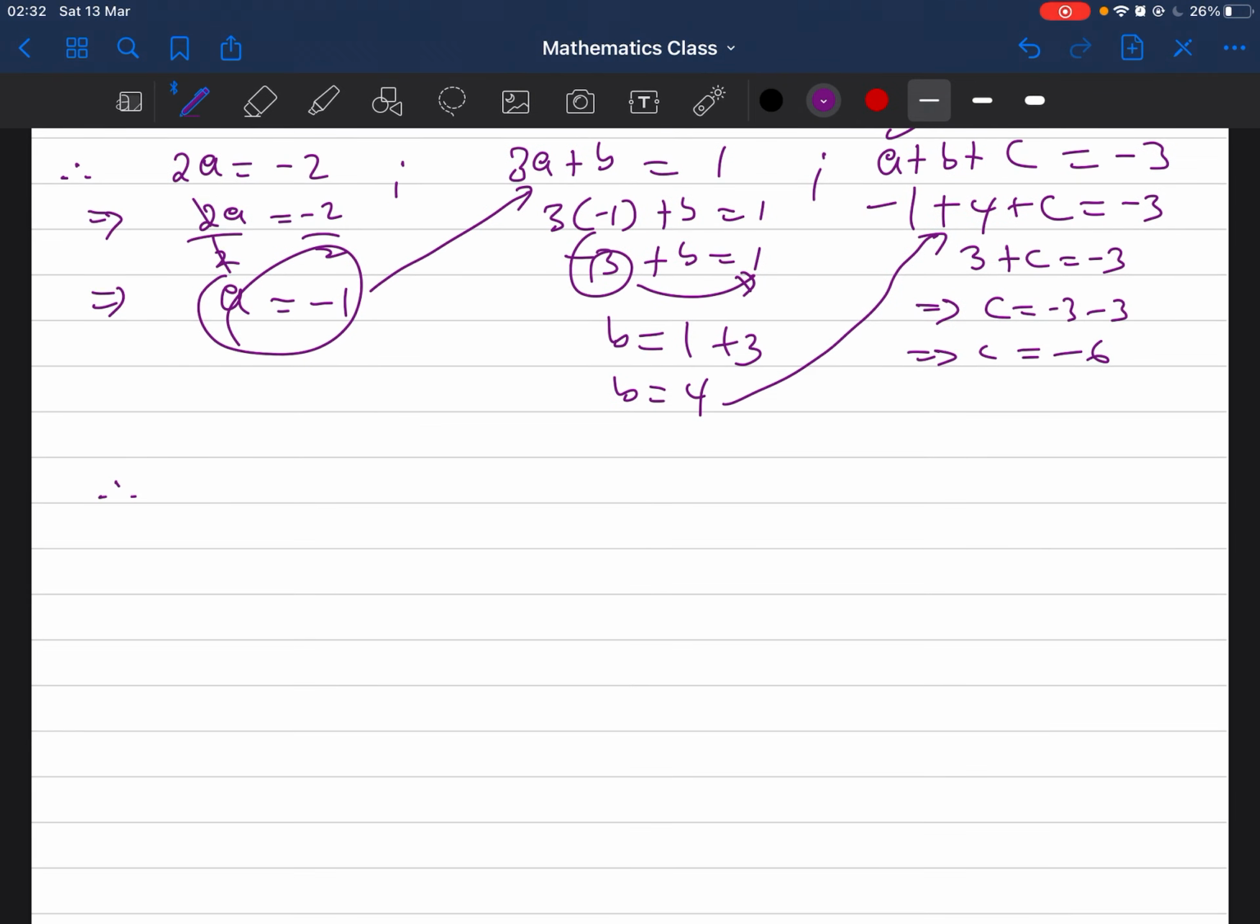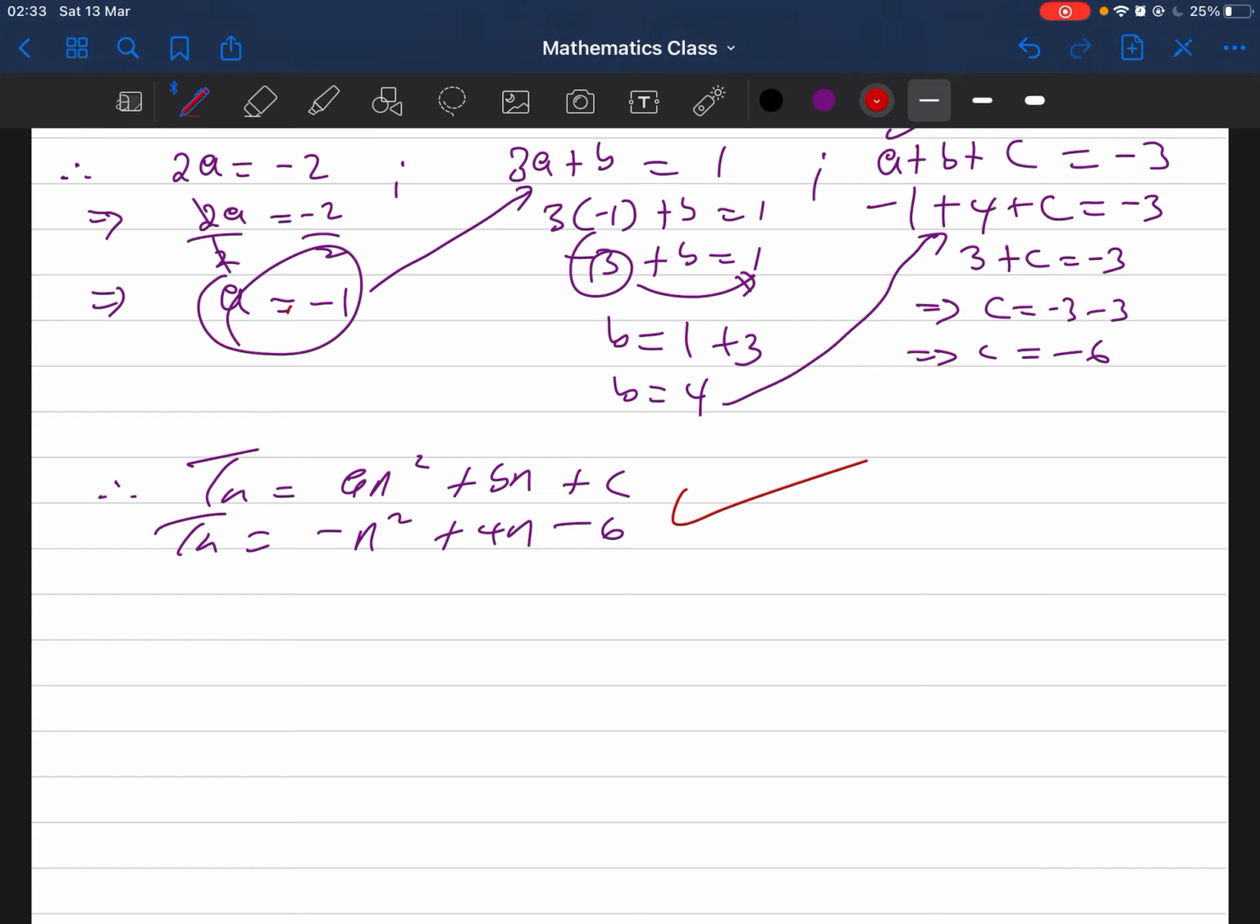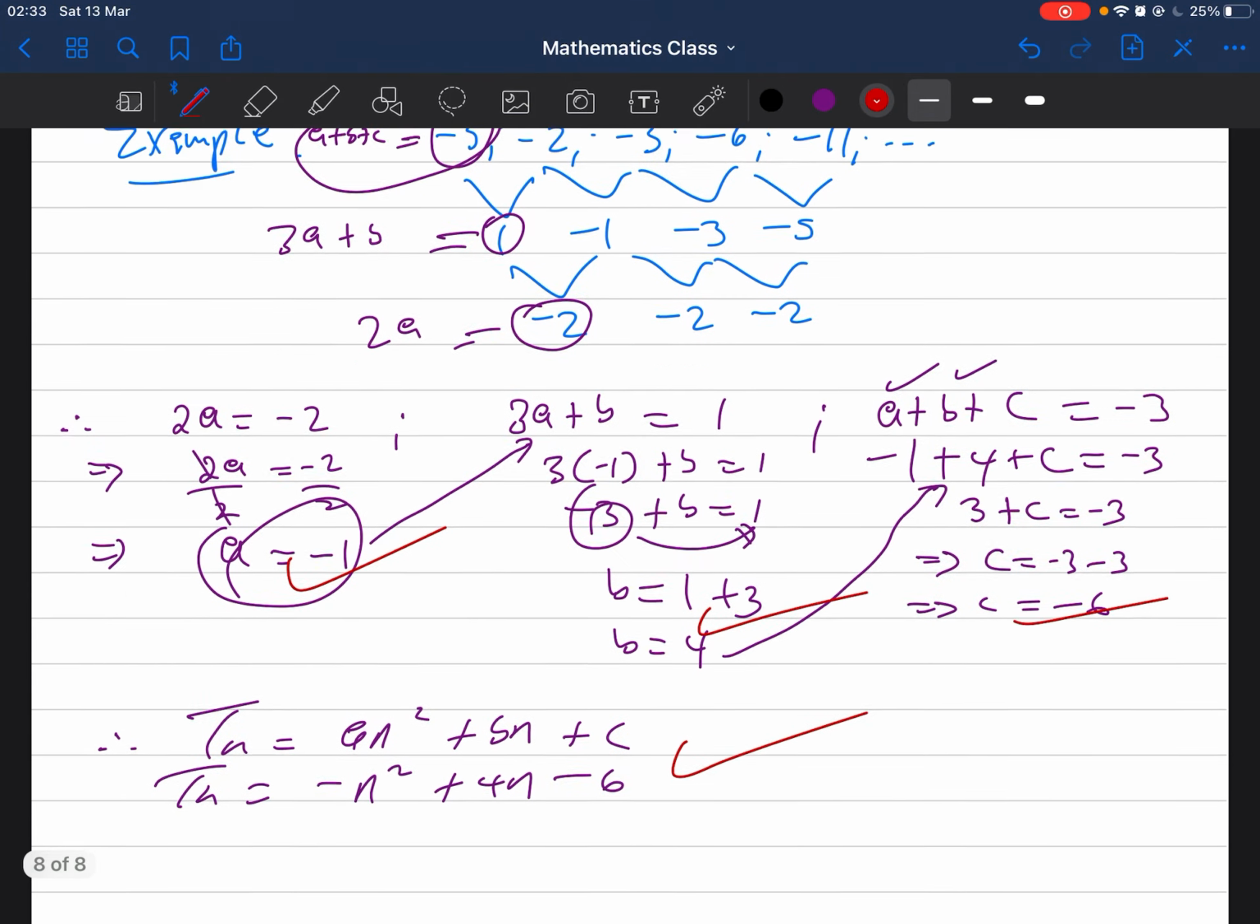Remember your equation is Tn is equal to an squared plus bn plus c. So Tn is equal to a, which is -1, so you don't have to write -1n squared, you can just say -n squared. Then bn is 4n, and c is -6. So that's your answer, and that's basically how you do it.